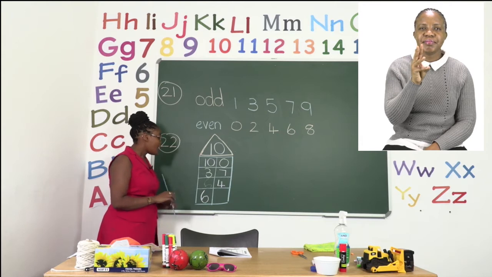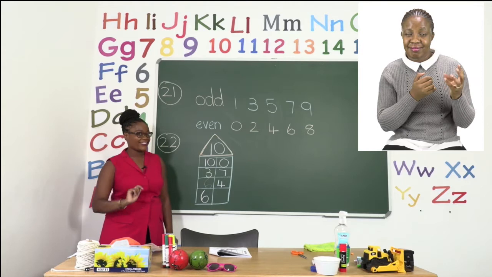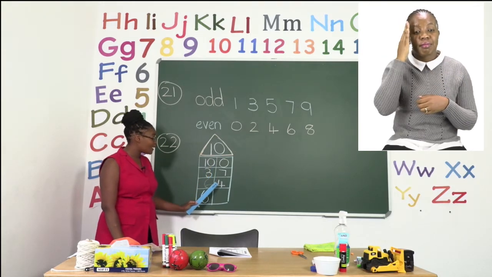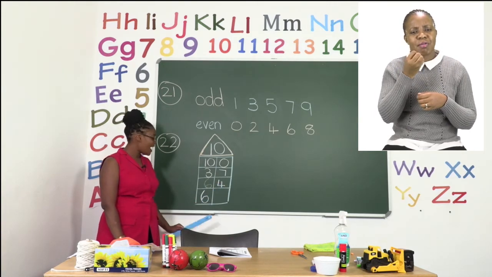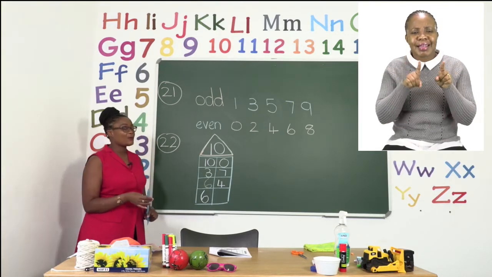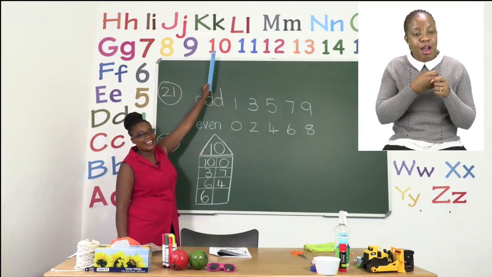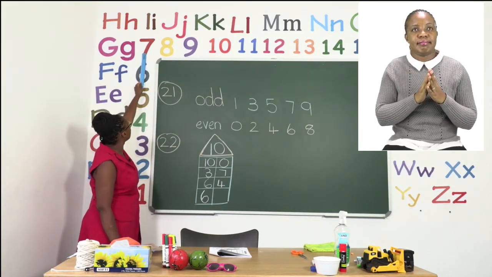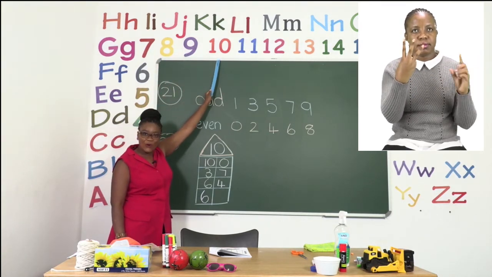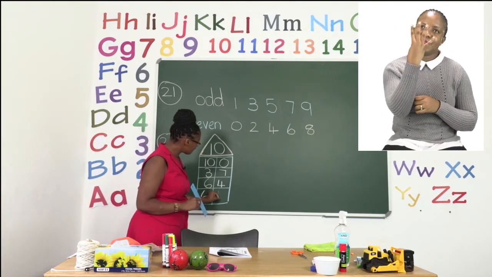Then the next one has a 6 already. Now, if you are clever boys and girls, you know that we are trying to get to 10. And this one is the same as this one. But just to be sure, let us check. Now we are going to start counting after 6, going to 10. Let's count. 1, 2, 3, 4. So our answer is 4.